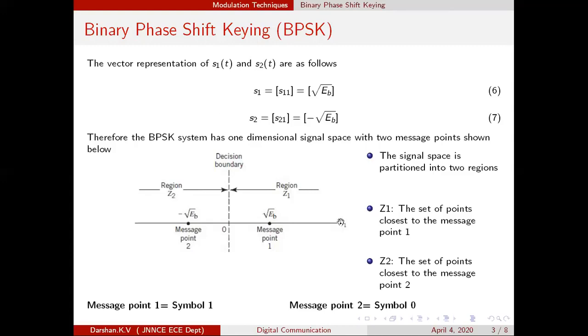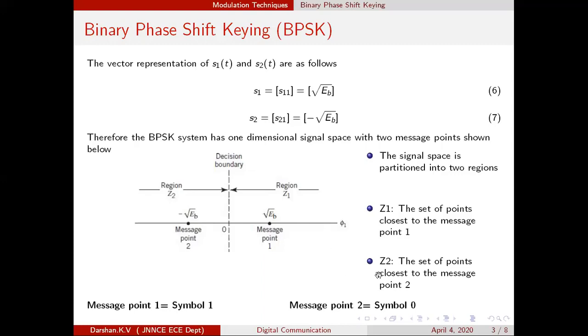So now we will come to today's session, that is probability of error. For understanding the probability of error, you should know the following. What do you mean by message point 1? It refers to symbol 1 or S1 of t or vector S1. What do you mean by message point 2? It is symbol 0 or S2 of t. In terms of vectors, it is referred to as S2. So for easy remembrance, minus root Eb refers to symbol 0, and plus root Eb refers to symbol 1. Please remember that.